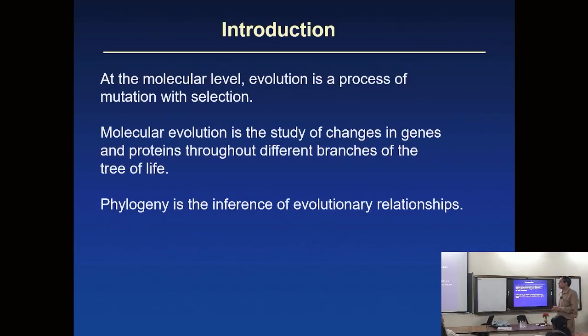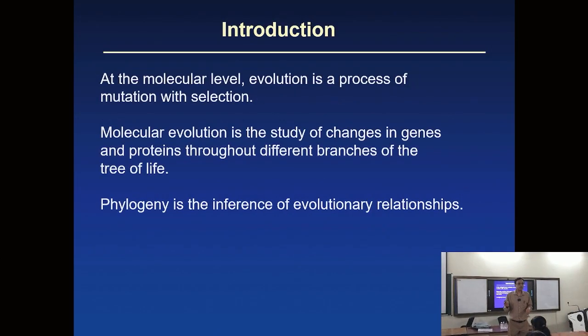So at the molecular level, evolution is a process of mutation with selection. Changes happen in biomolecules, for example, DNA and proteins. So changes will happen in nucleic acids. And then some of the changes will be selected for, some would be selected against. And that selection is there for helping the organism.